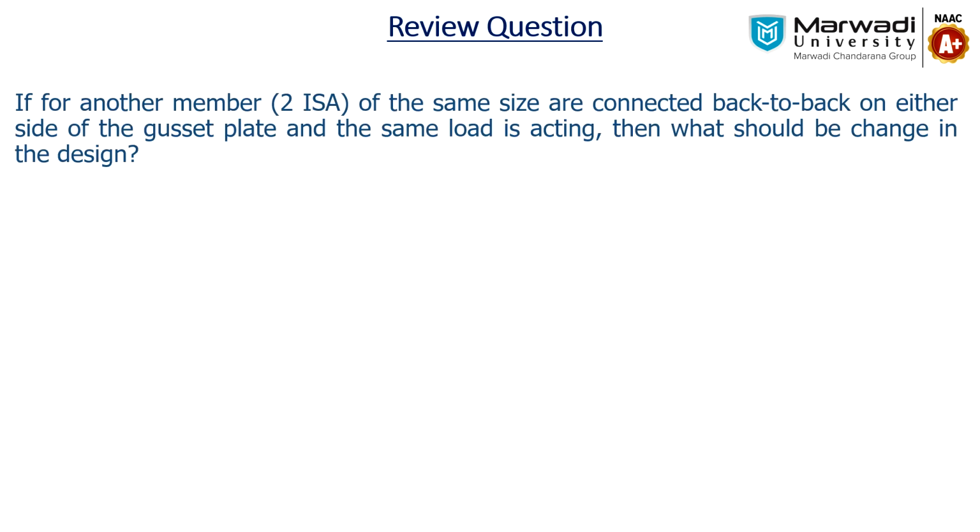this is a review question for this session: similar to the case of the bolted connection, if in the weld also we are using 2 ISA back to back and the longer leg is connected with a gusset plate, what will be the change from the design point of view? So with this we are concluding this video.